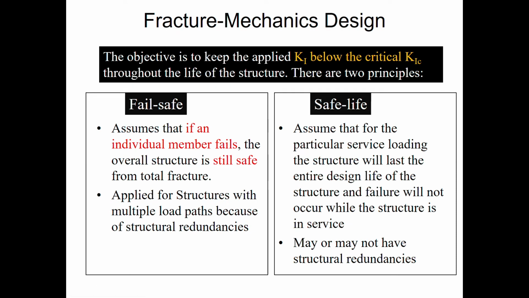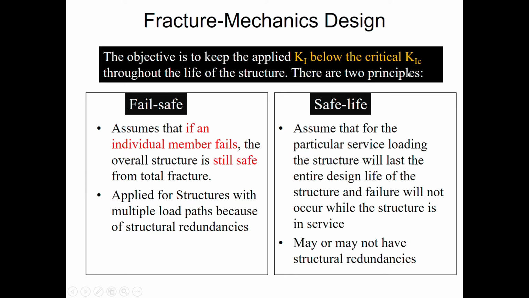Okay, there are two types of conditions, or we say principles. The first one is the fail-safe and safe life. But what is this for? The objective is to keep the applied K1 below the critical K1C. This one we need to observe because we want to prevent fracture throughout the life of the structure.